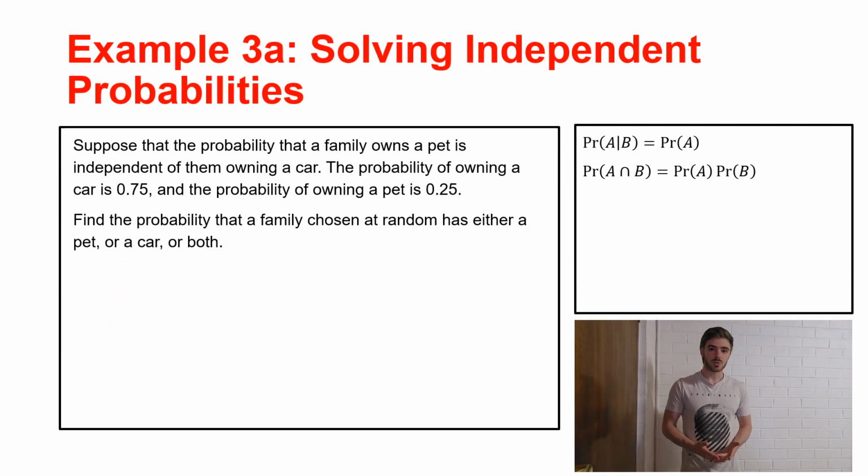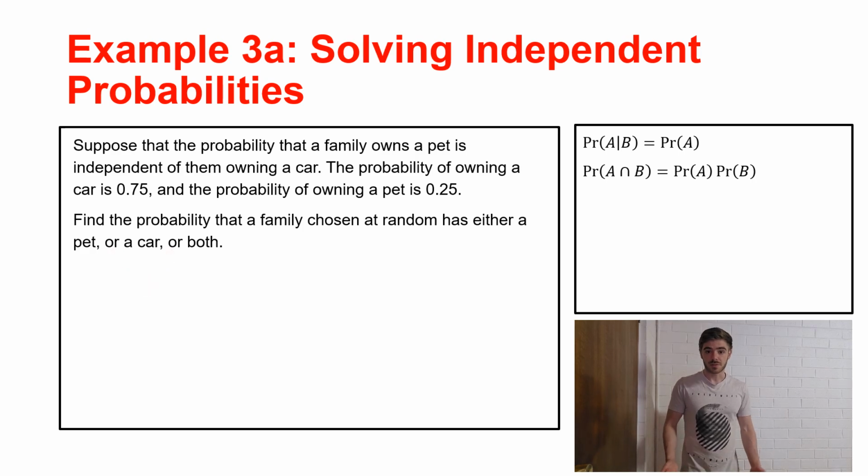Sometimes you'll be straight up told that the events are independent. Under these circumstances, you'll need to realise that that is actually one of the key pieces of information for solving the question. In this case, we want to know the probability that a given family has a pet or a car or both. Well, the use of the keyword "or" implies a union. This is made doubly clear by saying that both options are acceptable.